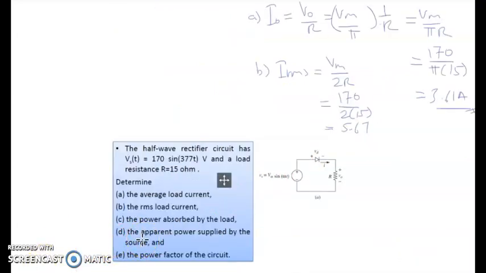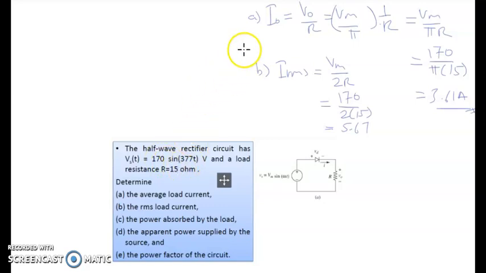Okay, for tutorial 1, the next question that comes after the examples, we are given here the half-wave rectifier, with the values of voltage input mentioned in time domain. So Vt equal to 170 sine 770 volt. So you have to take note that this is in peak, and just now the value was in RMS, now in peak.